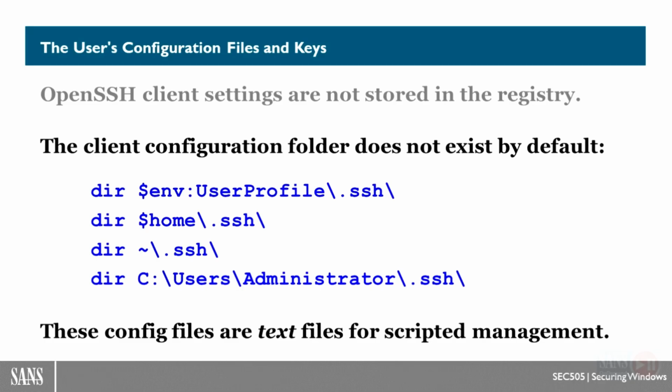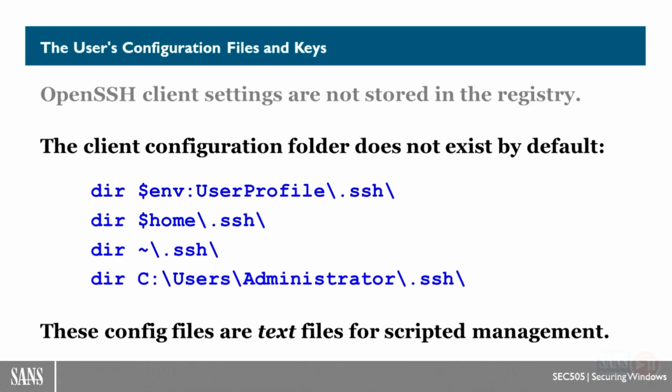OpenSSH stores its configuration settings in text files, not in the registry. There's a special folder named .ssh, that's not a typo, and that folder is in your local profile folder, and that's where these configuration files and keys can be stored. That folder does not exist by default. The first time you run one of these SSH client binaries, it'll look for that folder, and if it doesn't exist, it's created on the fly. So if you're looking right now on your machine for that folder, it doesn't exist. But the first time you run one of these commands, then that folder will be created automatically.